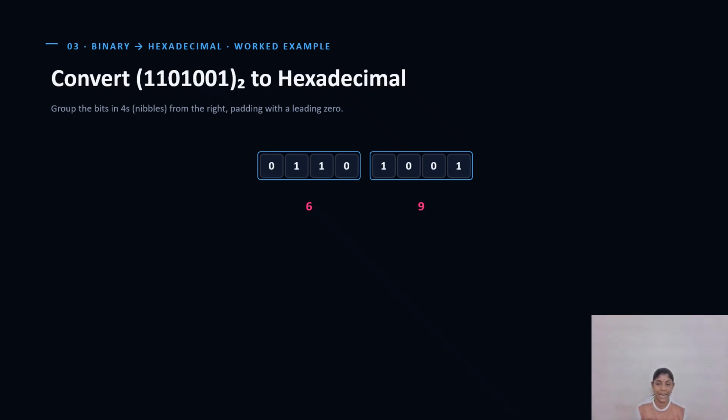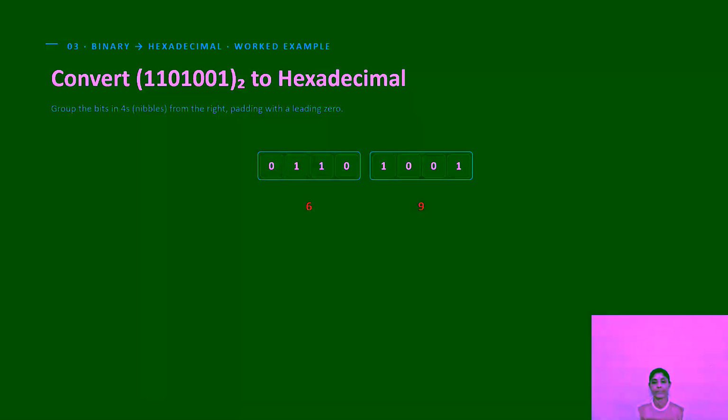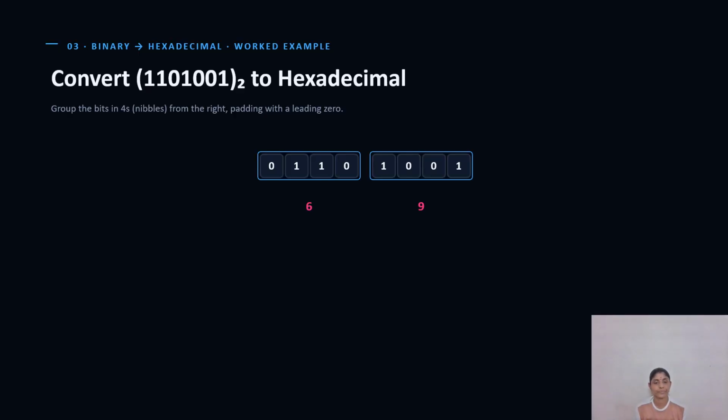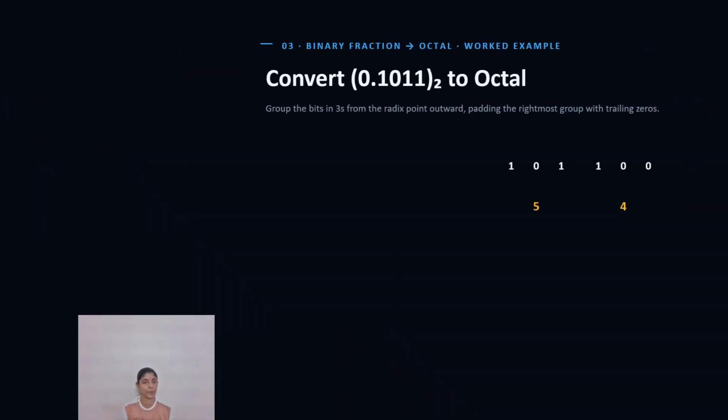In your LSB side, it is 8421. 8 is on as well as 1 is on, because 8 has the value 1 and 1 has the value 1. So 8 plus 1 is 9. In the second group, check whether 8 is 0 as well as 1 is 0, but 4 and 2 are on. What is 4 plus 2? It is 6. So what is the value you got? 0110 is 6 and 1001 is 9. So what is the resultant you got? 69 in a hexadecimal representation.